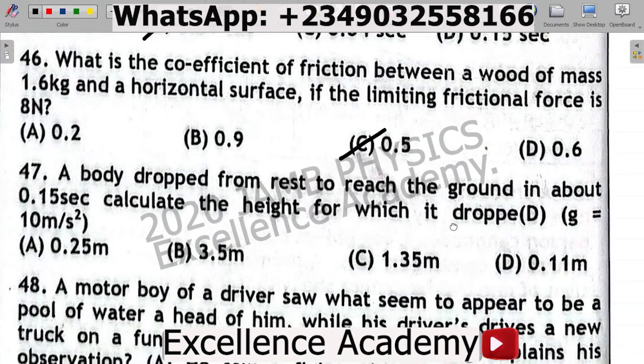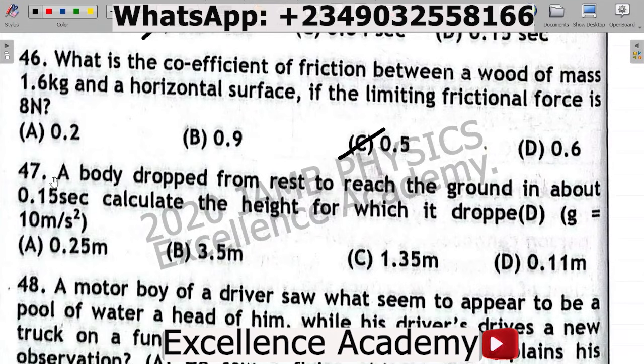Moving on, question number 47. Question 47 says a body dropped from rest reaches the ground in about 0.15 seconds. Calculate the height from which it dropped. Take gravity as 10 meters per second squared. A is 0.25 meters, B is 3.5 meters, C is 1.35 meters, D is 0.11 meters.